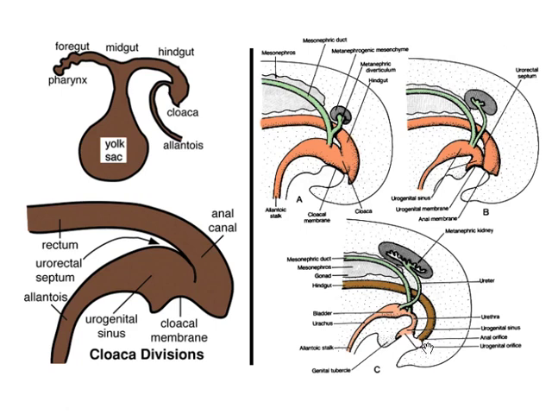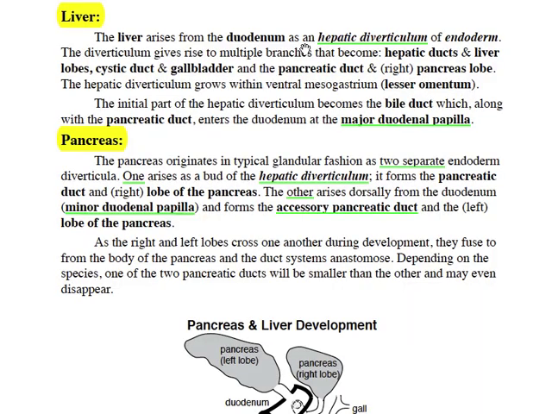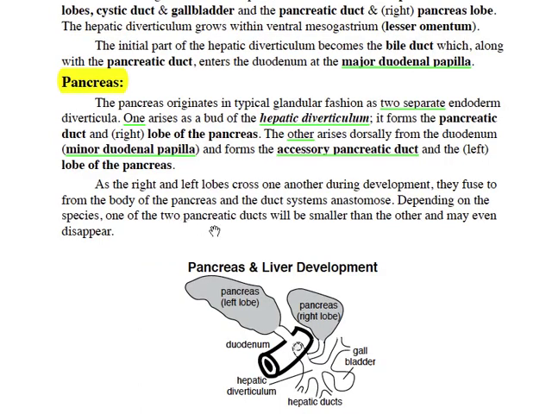A hepatic diverticulum, which grows outward from the future major duodenal papilla, gives rise to the liver, the gallbladder, and one lobe of the pancreas and the pancreatic duct. The other lobe of the pancreas and the accessory pancreatic duct originate as an outgrowth of the minor duodenal papilla. Depending on the species, one of the pancreatic ducts will be larger than the other. In the dog, the accessory pancreatic duct is larger than the pancreatic duct. In the cat, the accessory pancreatic duct is small and usually is not even present.